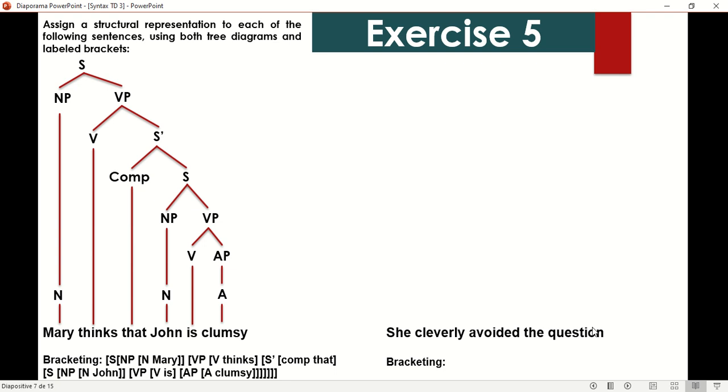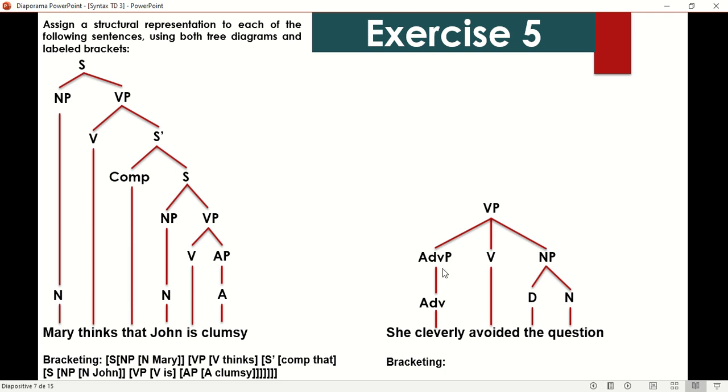Avoided is a verb and the question is a noun phrase. So the verb phrase doesn't always have to start with a verb. Okay, let's see how. So question is a noun, then the is a determiner, together they make the noun phrase. Avoided is a verb, then we have cleverly here, an adverb amounting to an adverbial phrase. The three of them together make the verb phrase.